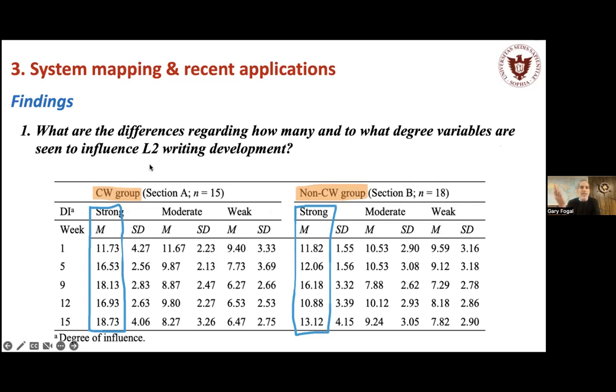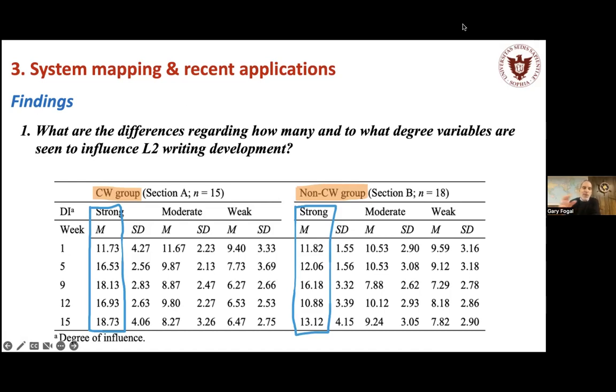We see that both classes start out rather similarly, but then the collaborative writing class begins to consistently map out more variables as strongly influential, suggesting that as their experience with collaborative writing grows, so does their perspective on the number of variables they interpret as meaningful for their writing. The non-collaborative writing class has an increase in week 9, but then the numbers return to those resembling week 1, beginning to suggest that the collaborative writing appears to impact how students perceive their own writing development. And I'll talk about some interview data in a minute that addresses some of these figures.